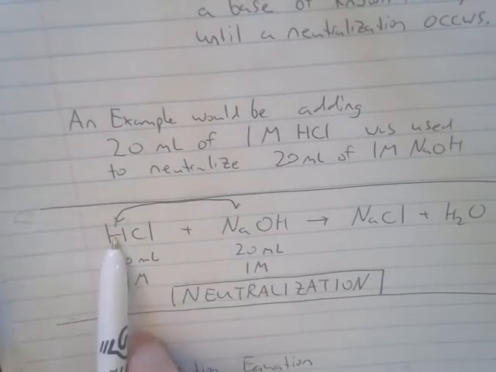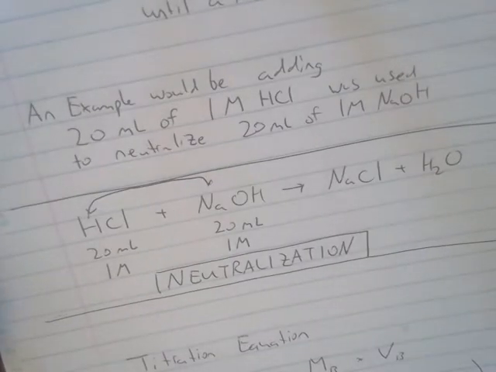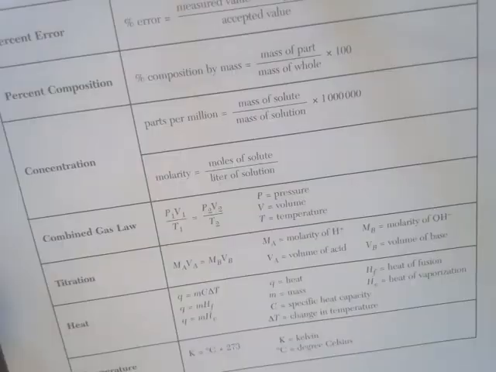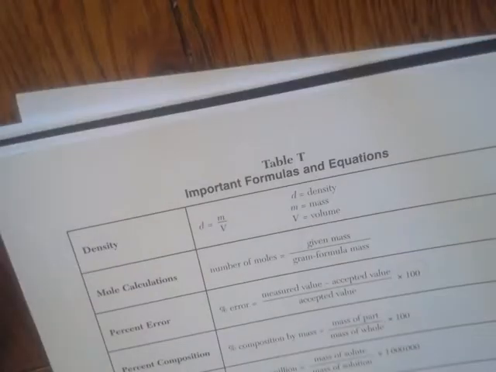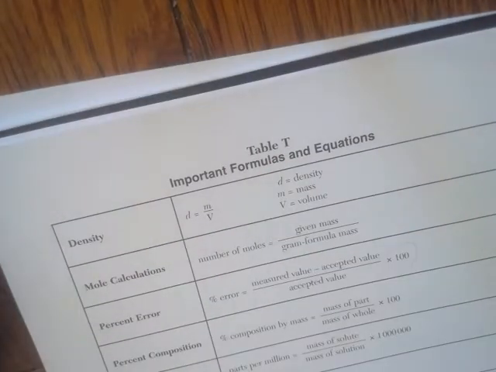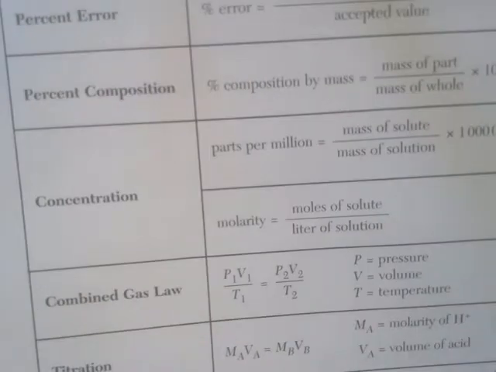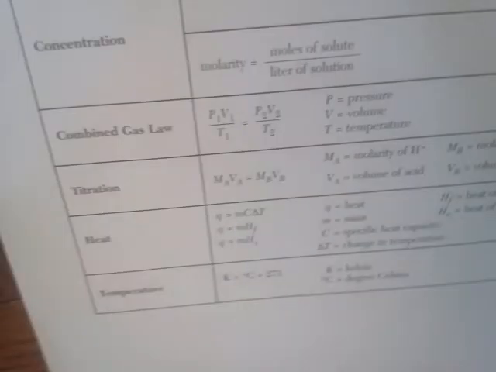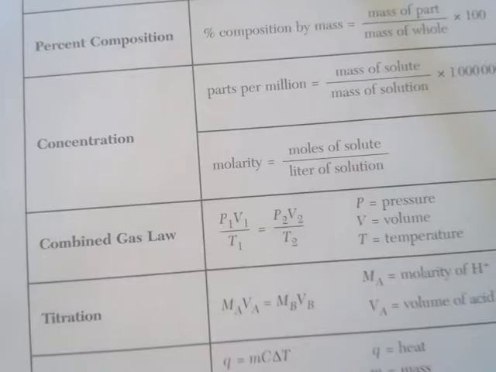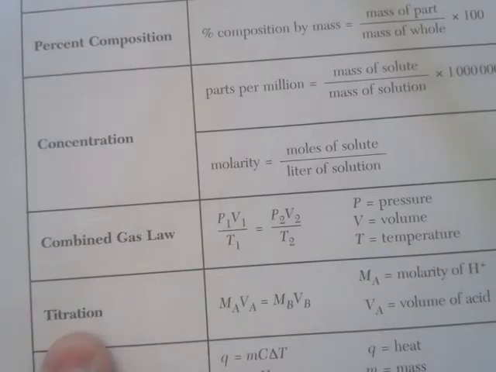Now the next thing I want to do is show you something called the titration equation. The titration equation is actually in your reference table. It's on Table T of your reference table, which is the very last page of the chemistry reference table. And here it is right here. Right there where it says titration. Titration is Ma times Va equals Mb times Vb.